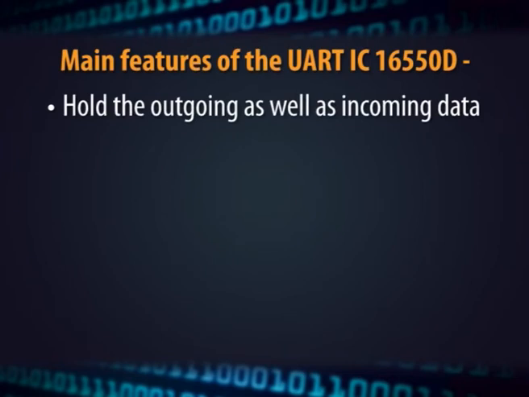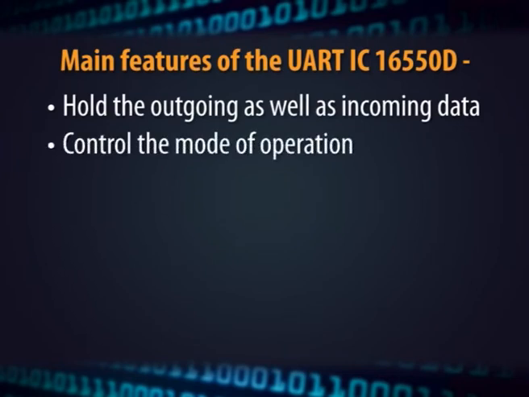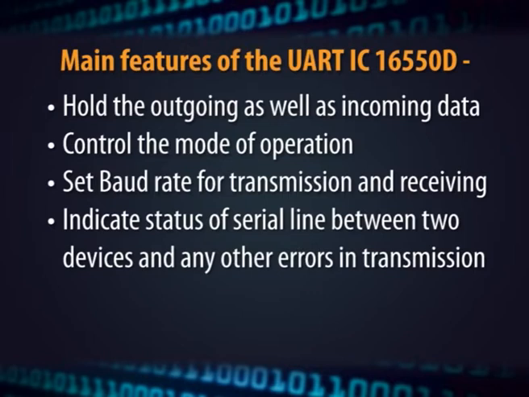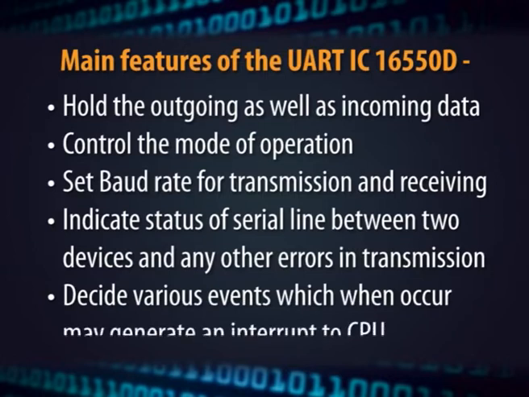UART comprises many registers accessible to the CPU. They are used for a variety of jobs such as holding the outgoing as well as incoming data, controlling the mode of operation, setting the baud rate for transmission and receiving, indicating the status of the serial line between two devices and any errors in the transmission, and deciding various events which, when they occur, may generate an interrupt to the CPU.